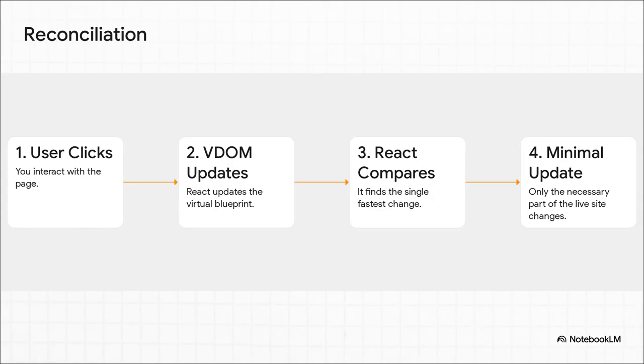This whole hyper-efficient process has a fancy name, reconciliation. But it really just works in 4 simple steps. First, you click something. Second, React instantly updates its in-memory blueprint. Third, and this is where the real magic happens, it compares the new blueprint to the old one and finds the absolute minimum that needs to change. And finally, it performs that one tiny surgical update on the live website. That's it. It's incredibly efficient, and it's the reason everything feels so fast.